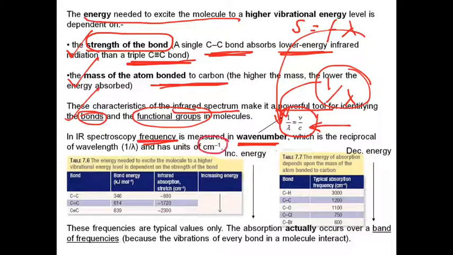And the wave number, being the reciprocal of the wavelength, is measured as centimetres to the minus 1, or 1 over centimetres. So that is our unit of frequency, wave number, measured in centimetres to the minus 1.